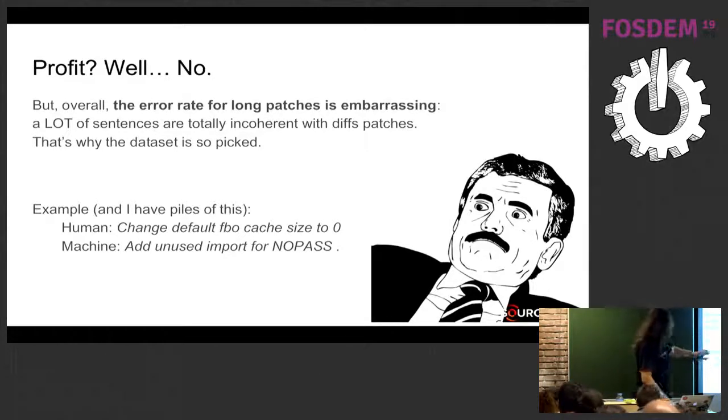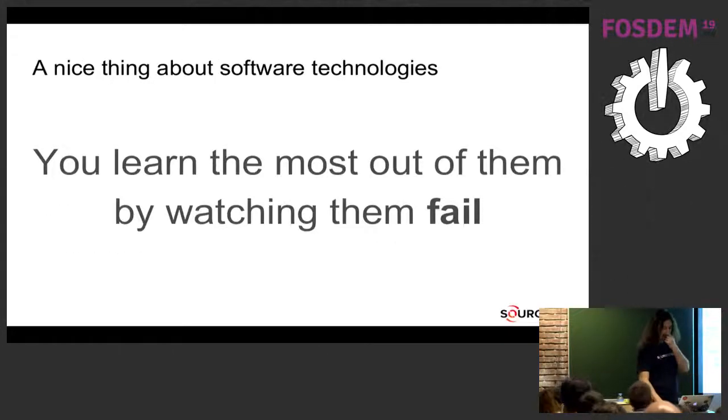For example, and I have a lot of these, the human commit, I won't show you the patch because it doesn't matter, was to change default FBO cache size to 0. The machine added and used an import for no pass. There was no pass thing anywhere. There were no imports. There was nothing related to that. So why is that? And these are the things that get interesting. So you learn the most about a technology when you watch it fail. You know, you look at the stack trace and you know how the dependencies are doing. You see an edge case and you know your model better.